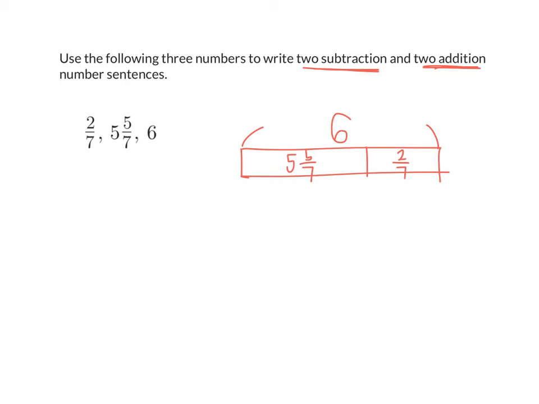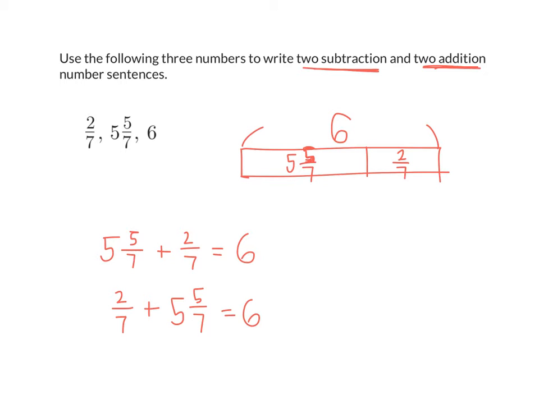Go. Okay, so right away a lot of you guys saw that it fits together like this. Your tape diagram should look like this. Because 5 and 5/7 plus 2/7 equals 6. There's one addition problem. Another addition problem could be 2/7 plus 5 and 5/7 equals 6. What property tells us that those two problems are equal? All I did was move the digits around, right? Yes, Garrett. The commutative property, very good.